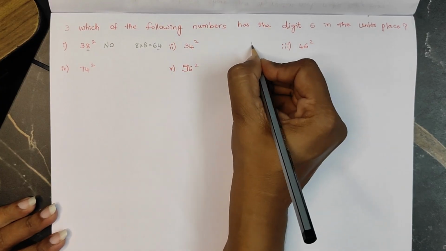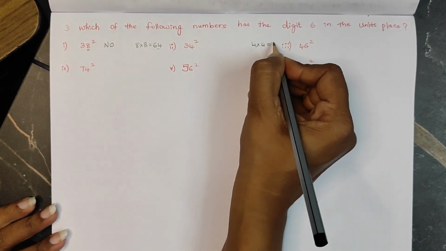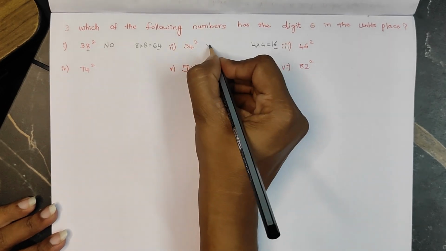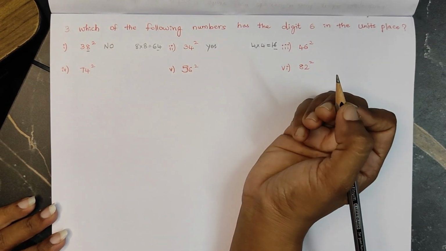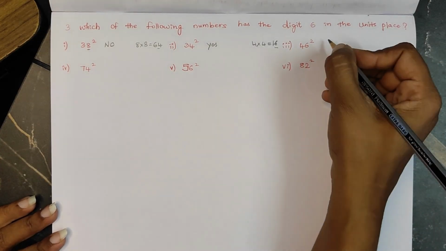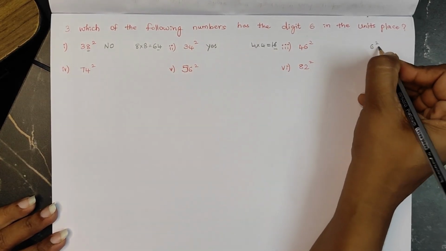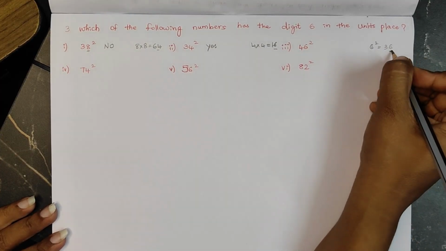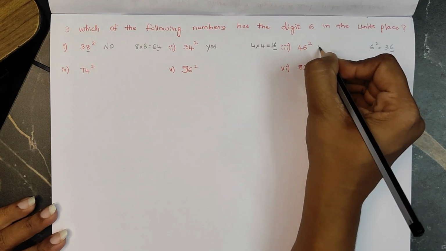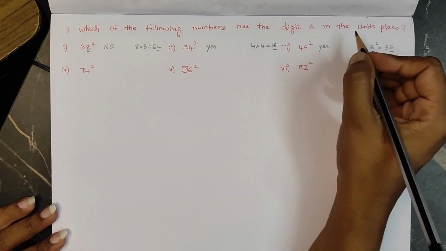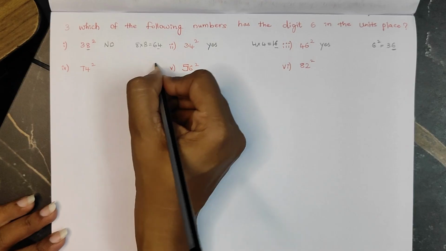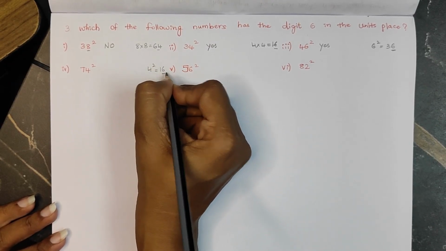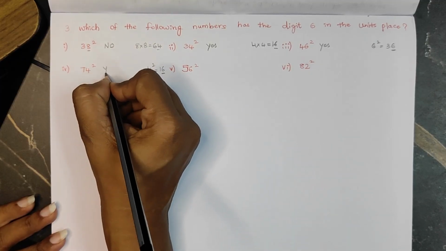So 34 square, the unit digit is 4. What is 4 square? 4 fours are 16. So it is ending with 6. So 34 square ends with 6 in the units place. 6 square is 36. So at the last unit place we are getting 6. So 46 square also ends with 6 in the units place. Again we are getting 4 square over here. 4 fours are 16. So in the units place we are getting 6. Yes.